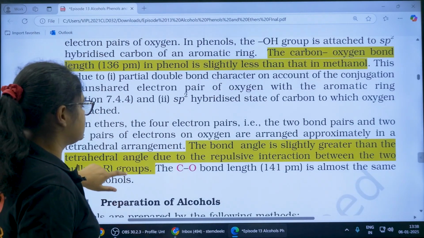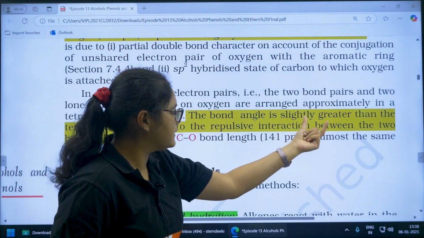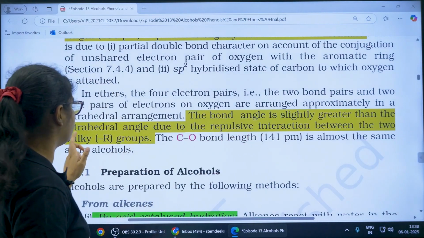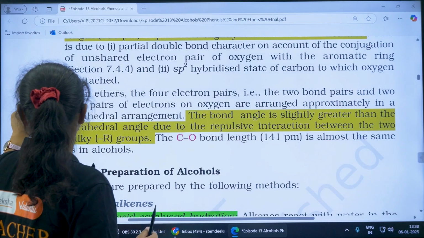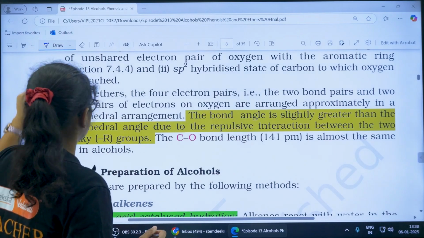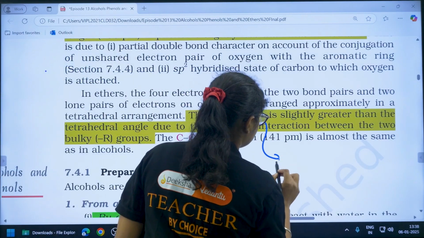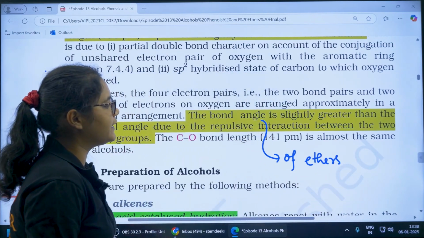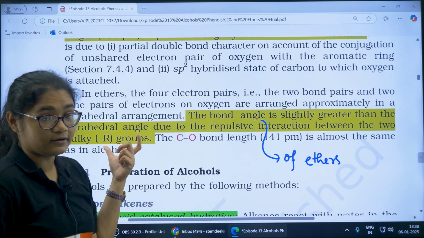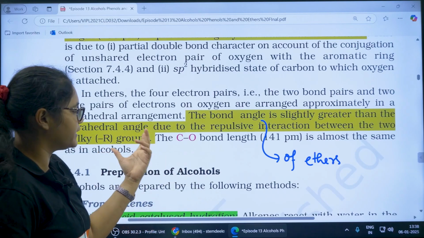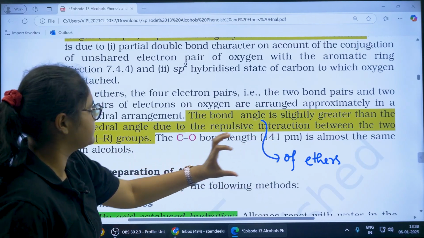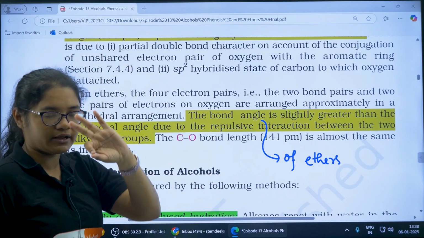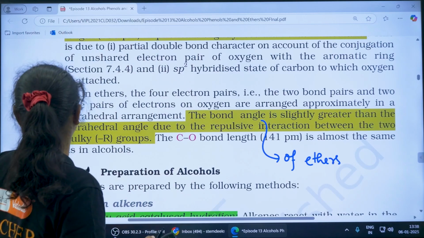Next, the question is, the bond angle is slightly greater than the tetrahedral angle due to the repulsive interaction between the 2 bulky R groups. Which functional group is this about? This is about ether, the bond angle of ethers. Explain why it is slightly greater than the tetrahedral angle. Again, this is due to the repulsive interaction between the 2 bulky R groups. So from the structural part we got 3 questions. Note down all the 3 questions and their answers.